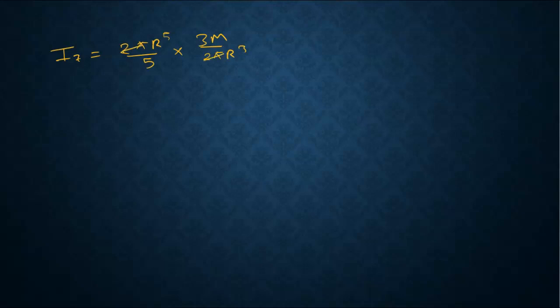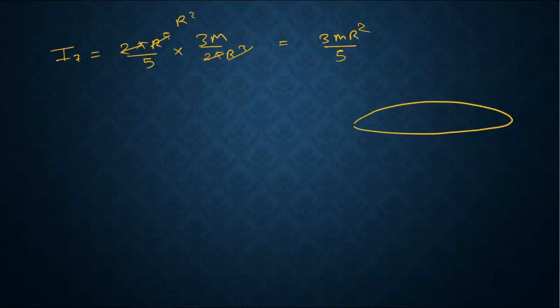So 2 pi cuts, r cube cuts with r square. So we will get 3m r square by 5. And according to the question, we are asked to find the moment of inertia across its diameter, and we have found in the question the moment of inertia across the center, right?